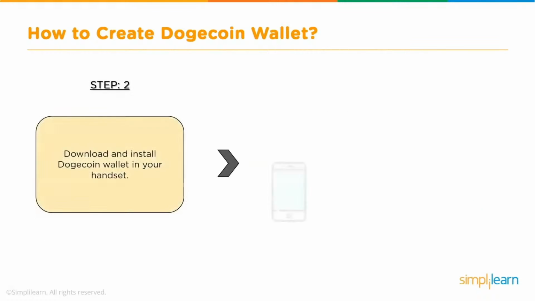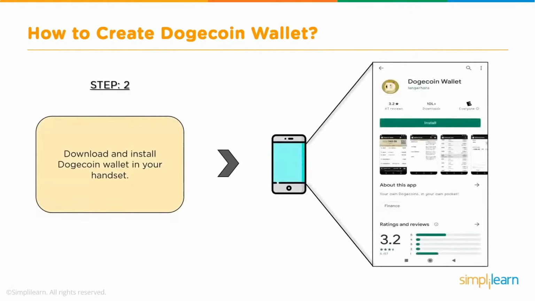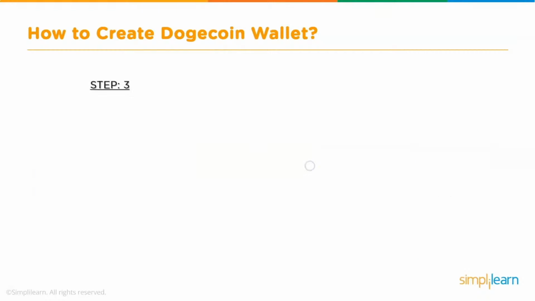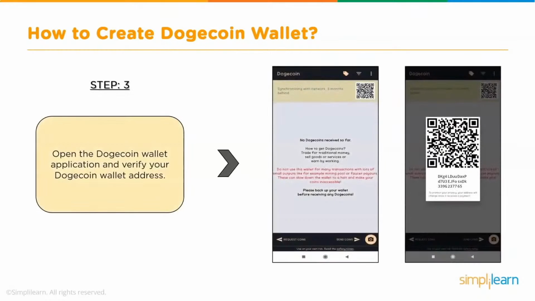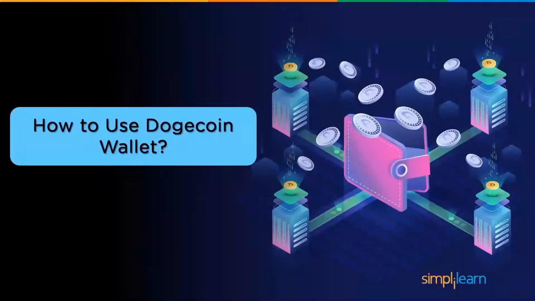Step 2. Download and install the Dogecoin wallet in your handset. You can also use the official website of this wallet for your Windows. And step 3. Open the Dogecoin wallet application and verify your Dogecoin wallet address. And that is it. It is this easy to create and have your Dogecoin wallet. Now, when you have your Dogecoin wallet in your hand, let's see how you can use it.